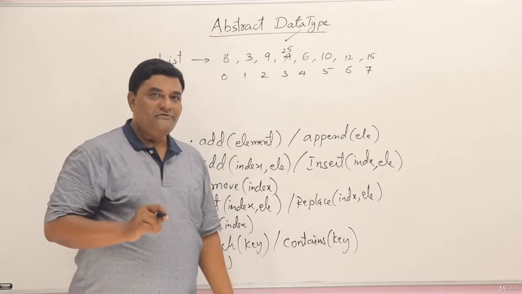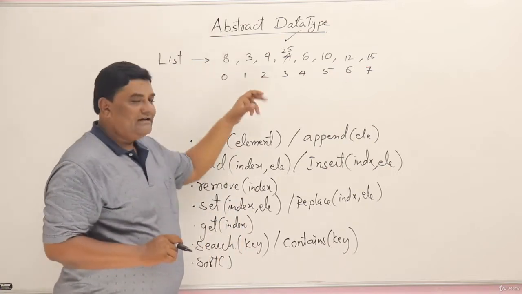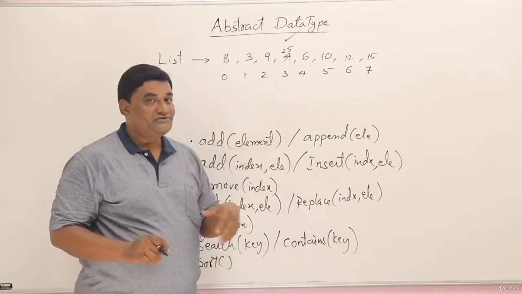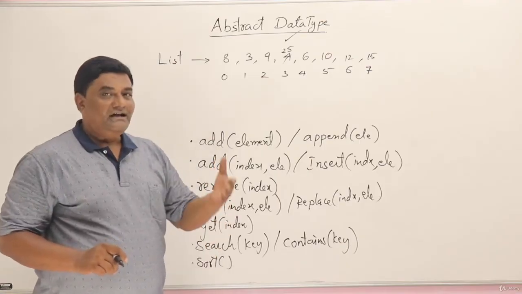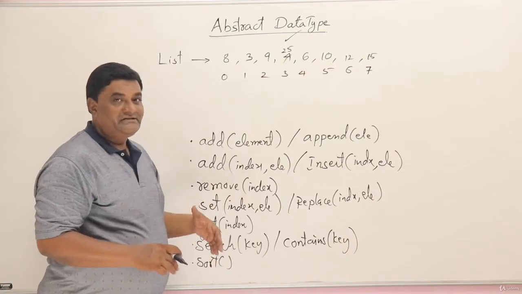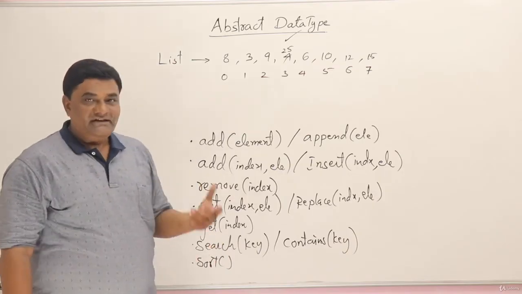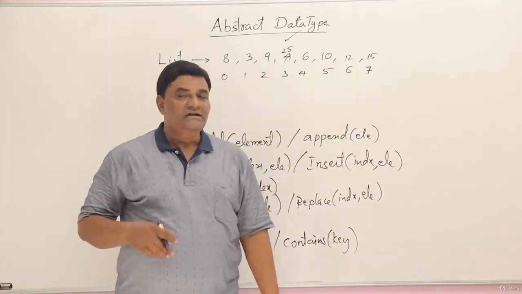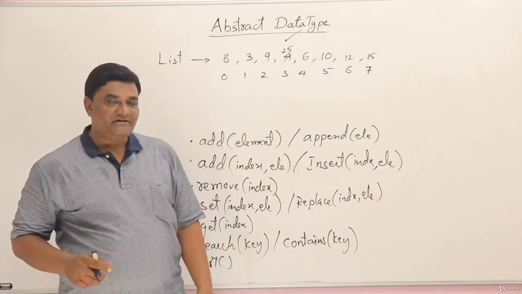As a part of the topic ADT, I have taken an example of a list and shown you how it is represented and what the operations are. I have explained what these operations mean. So that's all about ADT. Let us move on to the next topic.